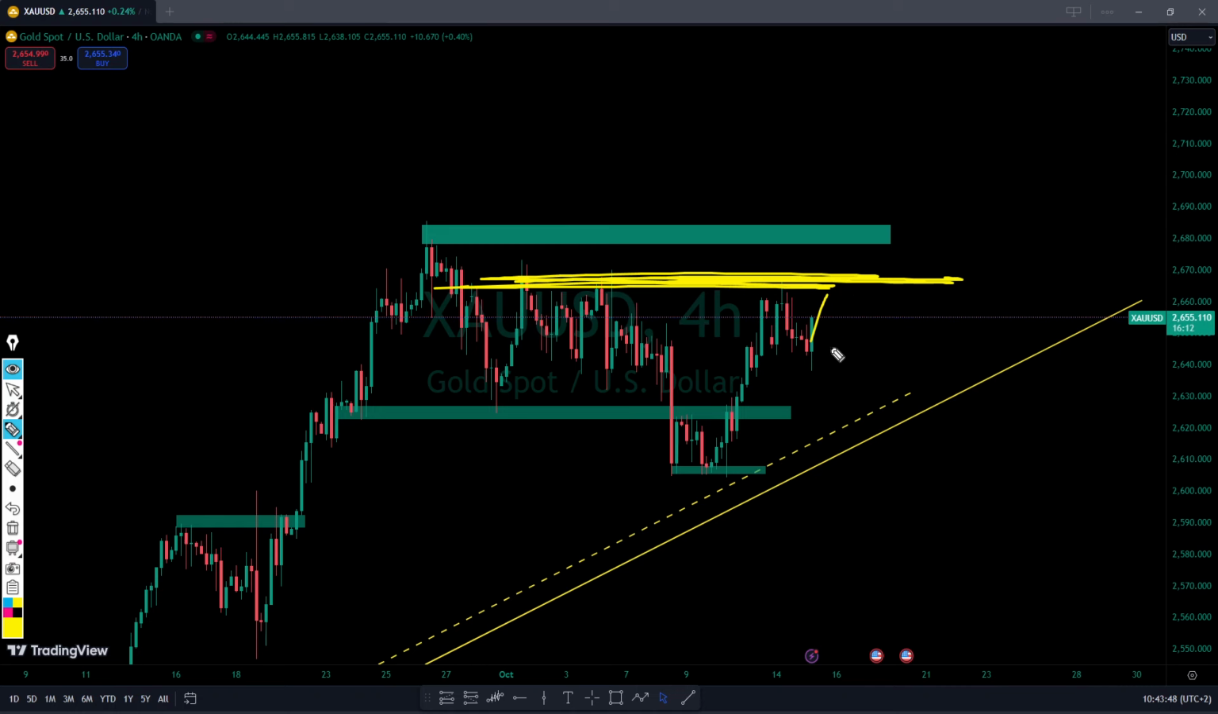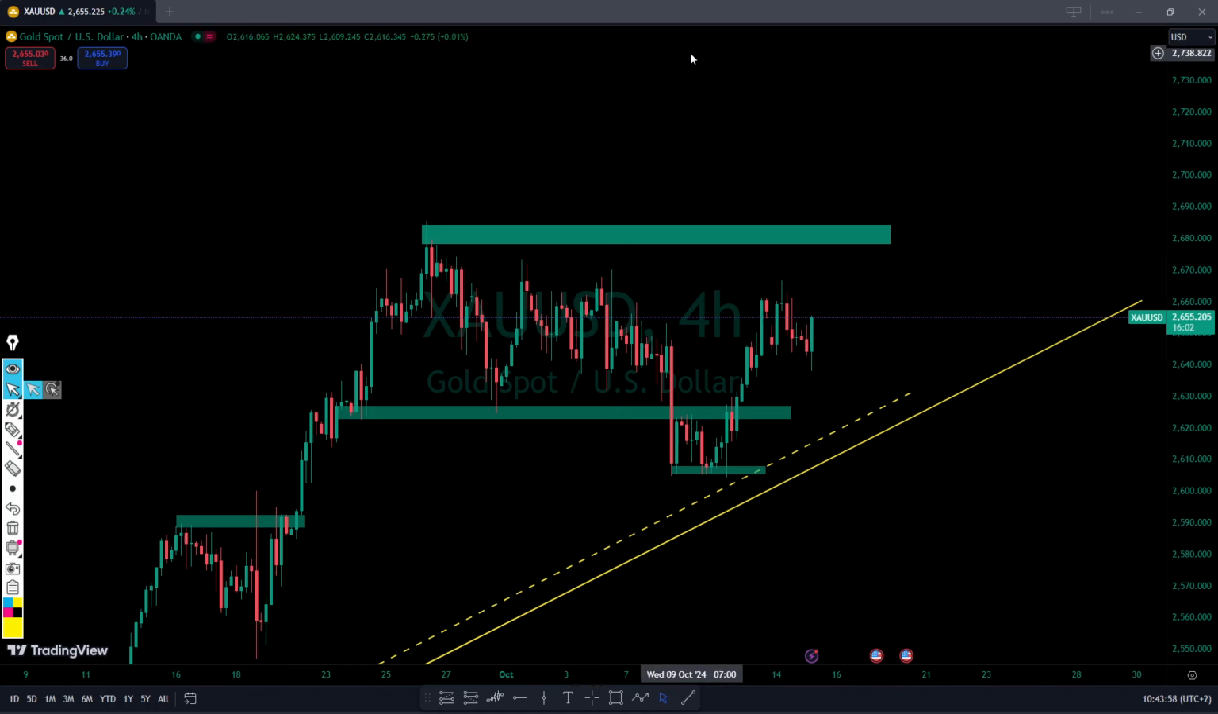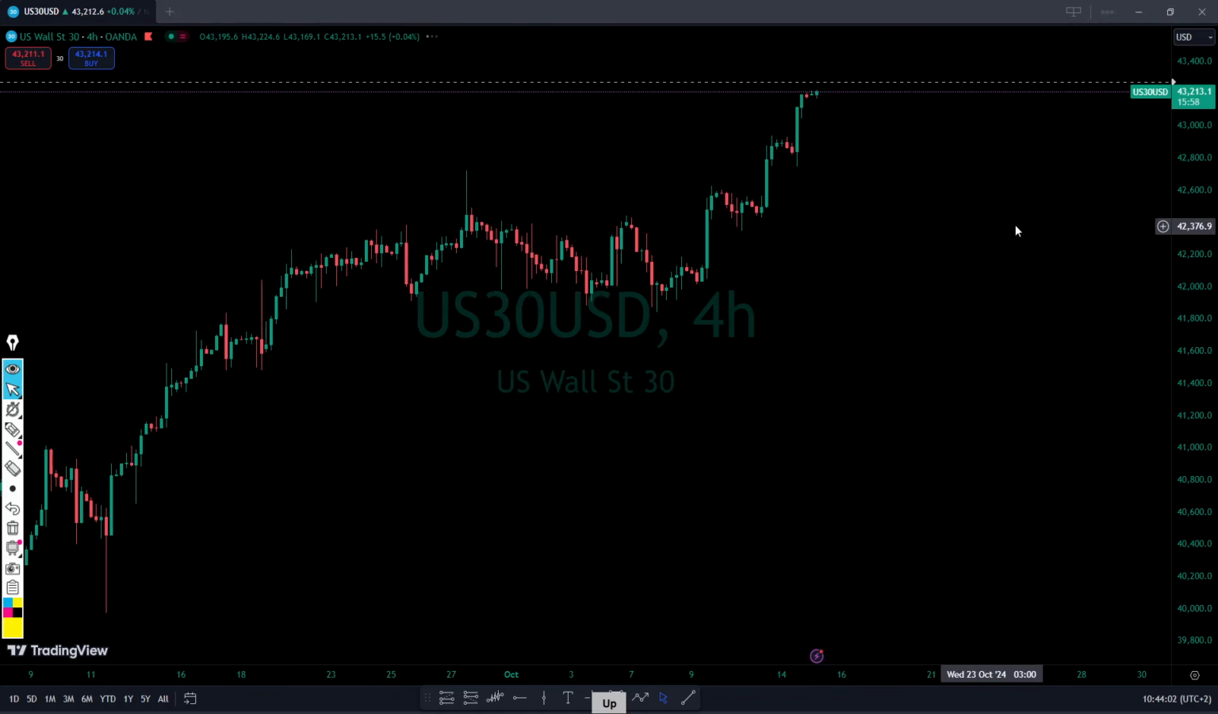Yes, the market can still continue going up, but the best thing is to wait for the market to reverse up to this point, or maybe for the market to break so that it can move to the upside on a fresh structure. So let's push to the next one. I'm still bullish on gold. Let's push to the next one.